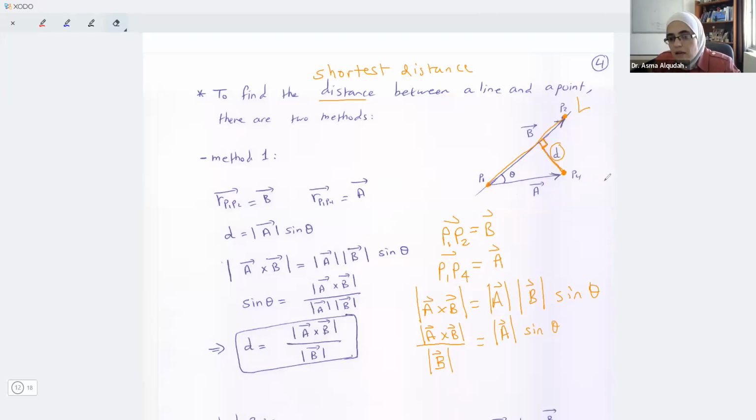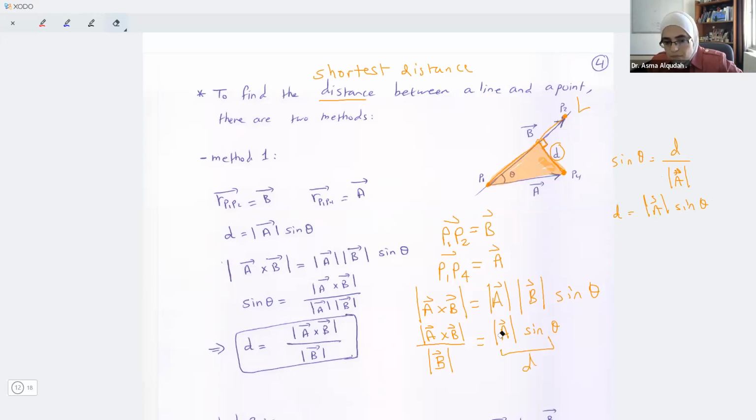A sine theta, if we look at this, this makes a right angle triangle, okay? One of its angles is 90 degrees. So we can say that sine theta from this triangle is equal to what? It's equal to D divided by the magnitude of A, okay? So D equals the magnitude of A times sine theta. So this is D actually, okay?